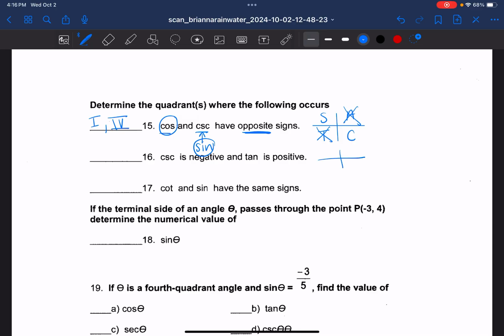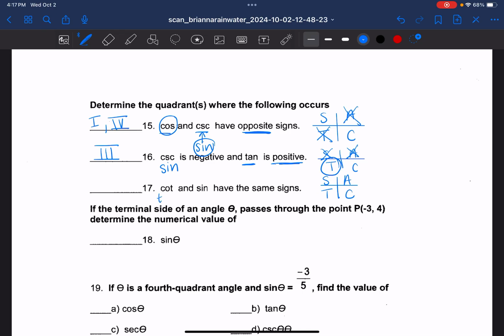Okay, for number 16, again, all students take classes. They want to know where cosecant, which again is the reciprocal of sine, is negative. So sine could be negative, not in these two quadrants. And where tangent is positive, which is only going to be in this quadrant of the two that are left. So quadrant 3.